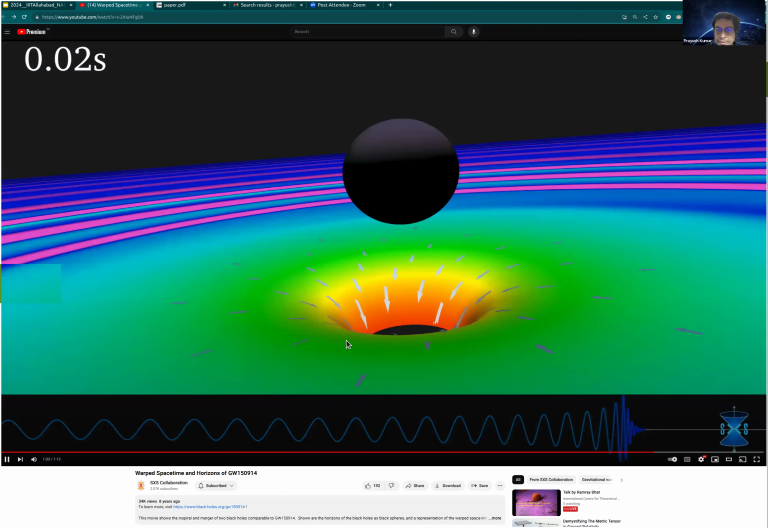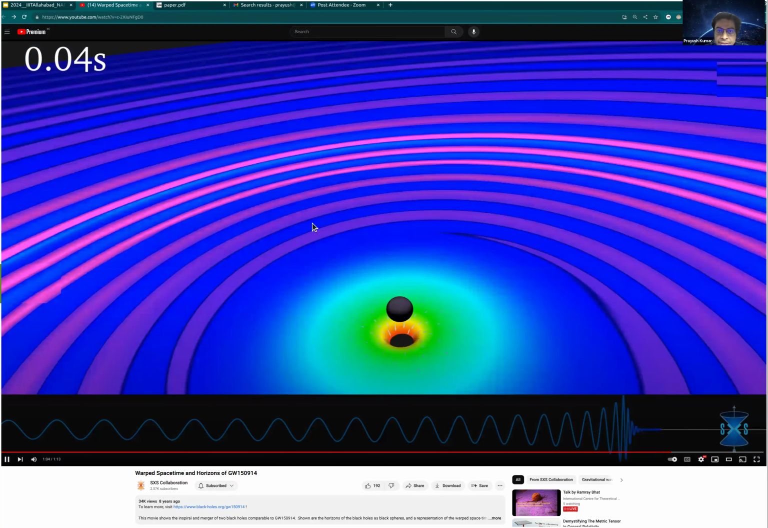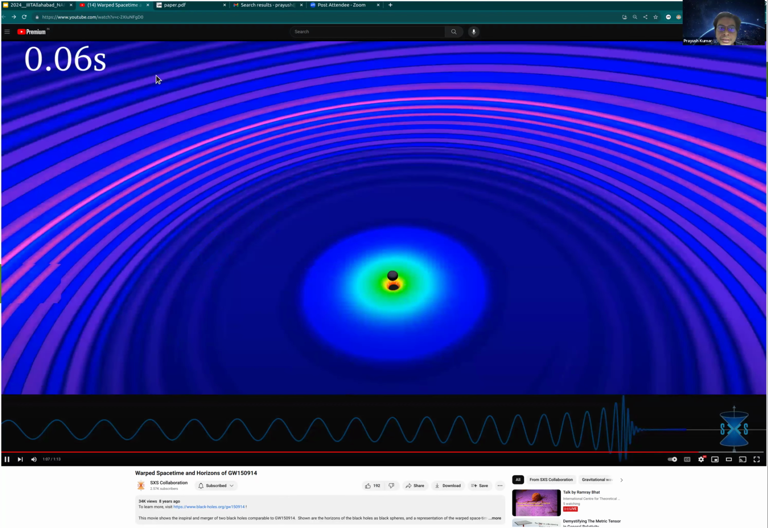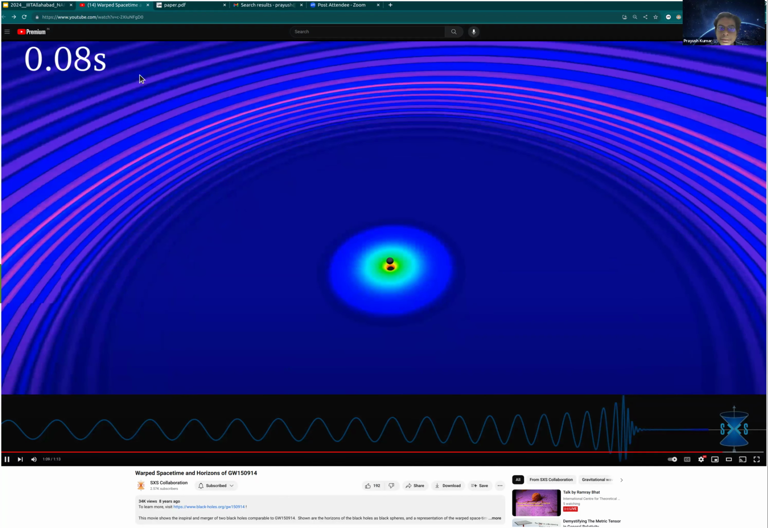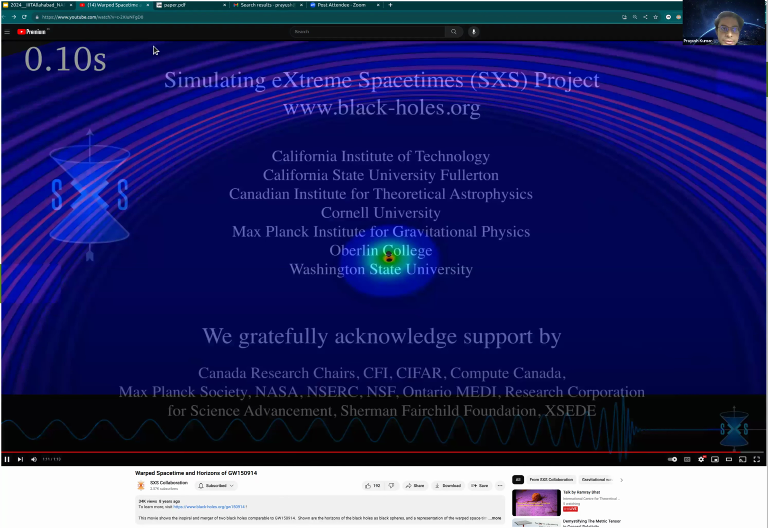at the end, right? And you can see the gravitational wave peaks and troughs that are being emitted and traveling outward from the source.